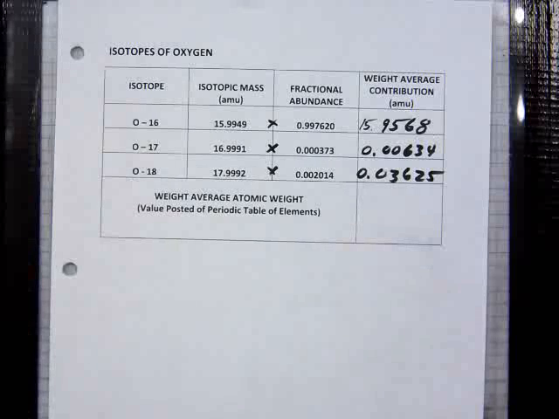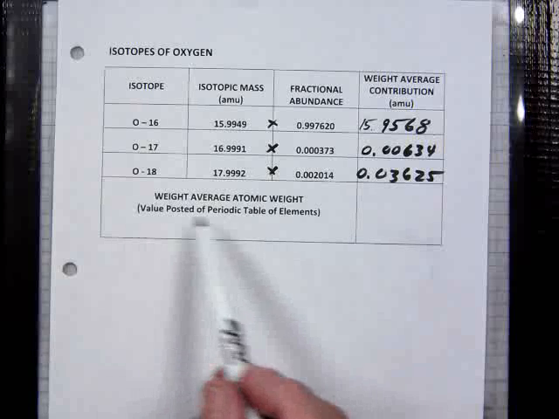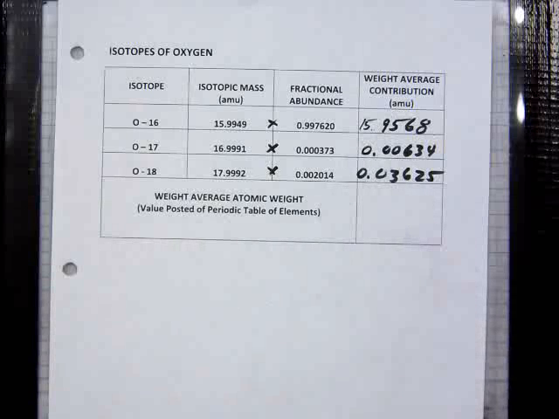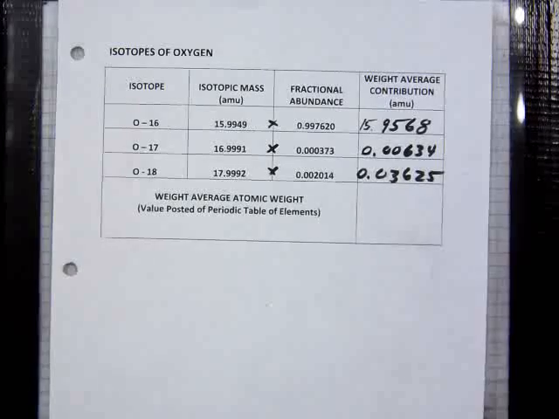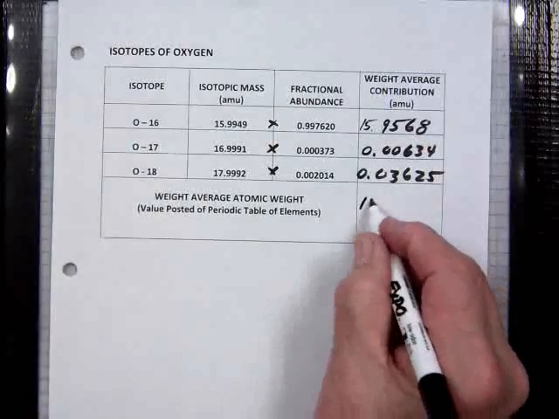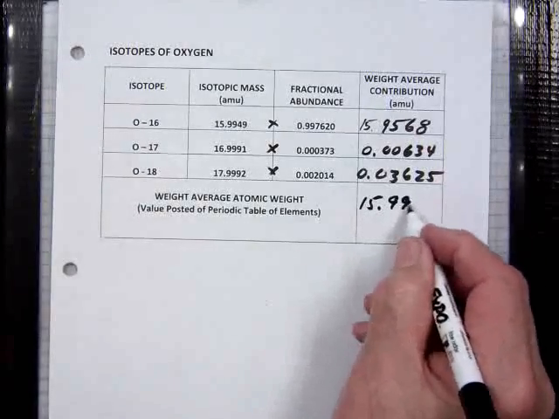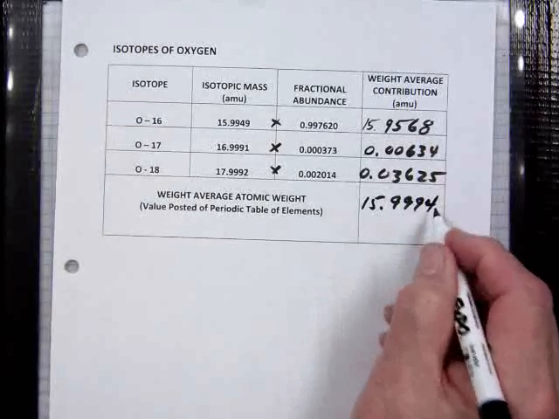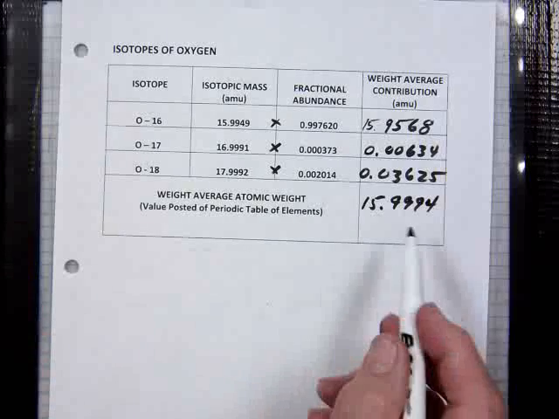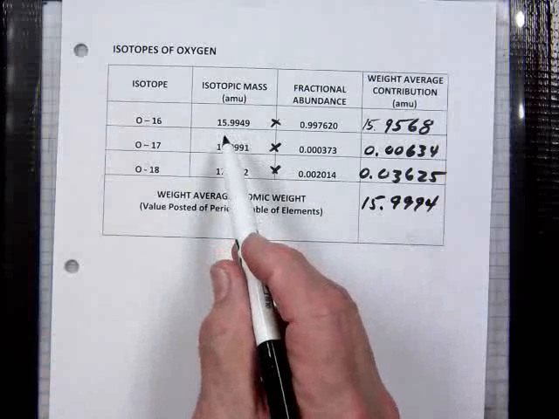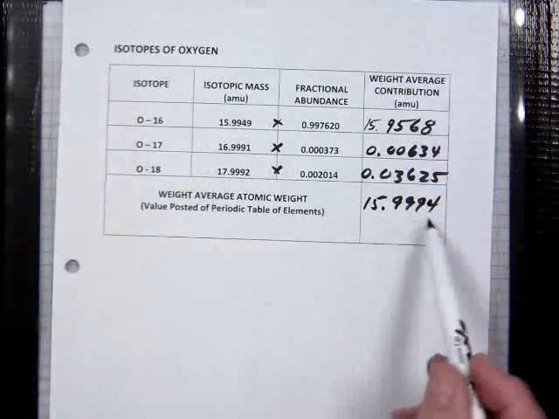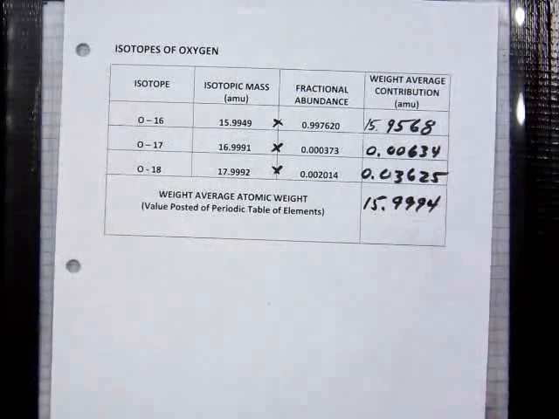Now, to get the total weight average contribution, we simply add these individual weight average contributions to get the total. And when you do, you get 15.9994. Now, it is different than this first one, 9949. If you look on the periodic table, the weighted average is 9994.